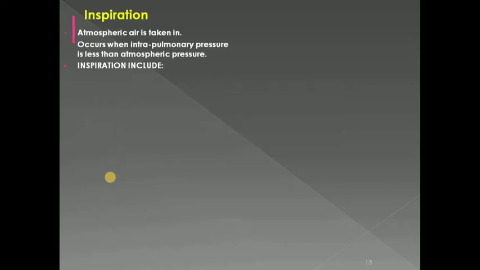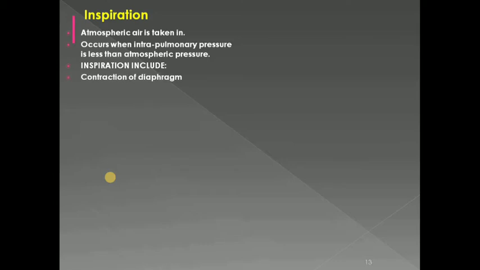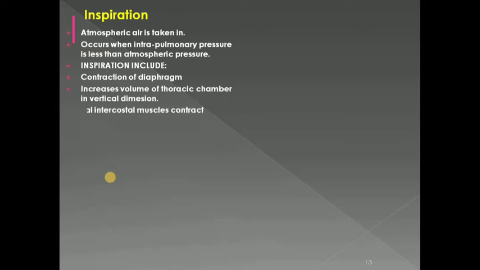So, during inspiration, atmospheric air is taken in. It occurs when the intrapulmonary pressure is less than atmospheric pressure. In inspiration, contraction of the diaphragm occurs, so the volume of the thoracic chamber increases in the vertical dimension.